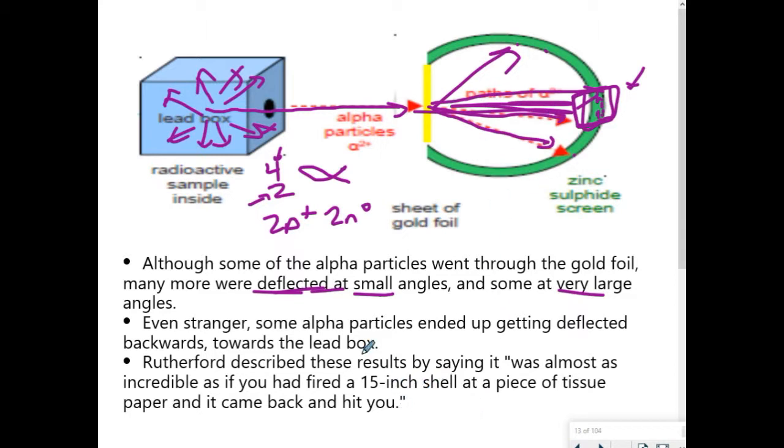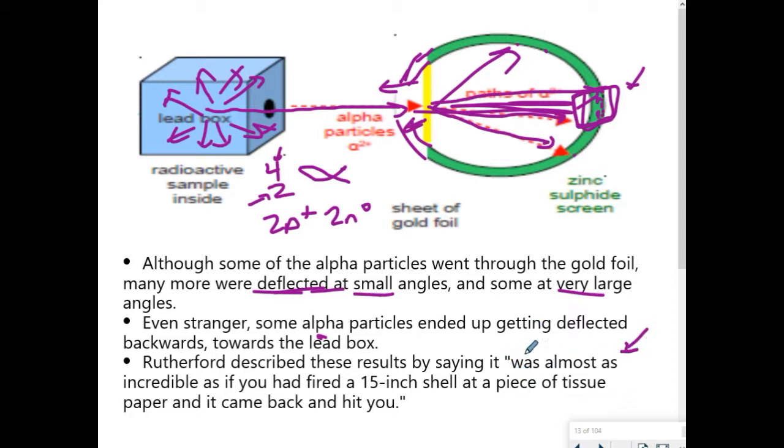Here's the even stranger thing. Some alpha particles ended up getting deflected backwards towards him. When he made this ring of zinc sulfide large enough to go all the way around, he discovered that some of these particles were actually deflecting right back towards you. And I love this quote. In Rutherford's journal, here's the phrasing he used.